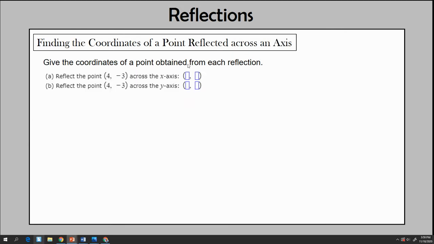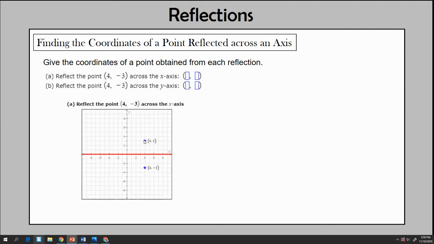Give the coordinates of the points obtained from each reflection. So the first one says take the point 4, -3 and reflect it across the x-axis. Okay. So here's the point 4, -3 down here, right? Over 4, down 3, and reflect it over the x-axis. So I'm going to count to the x-axis, 1, 2, 3. I'm going to count 3 away from the x-axis in the same line, 1, 2, 3. There's my new point. That ordered pair is at 4, 3. So when I reflect 4, -3 across the x-axis, I get 4, 3.